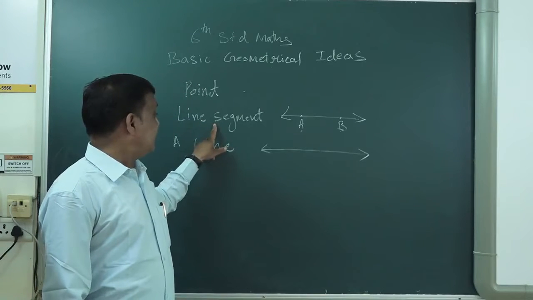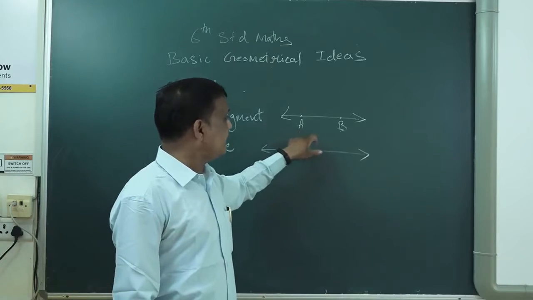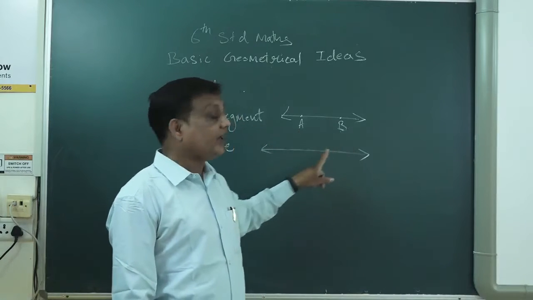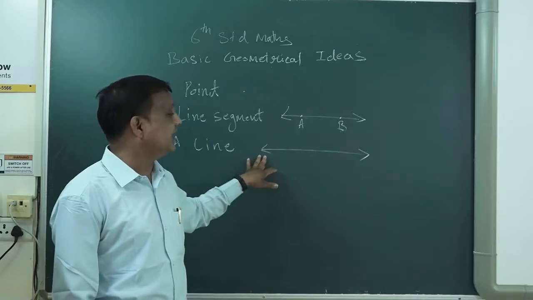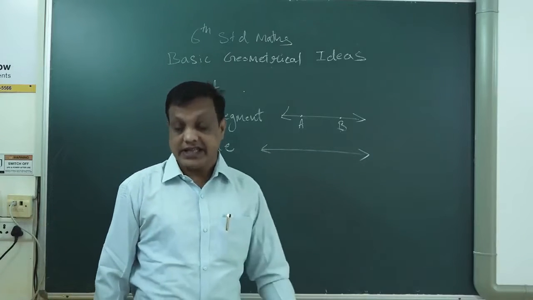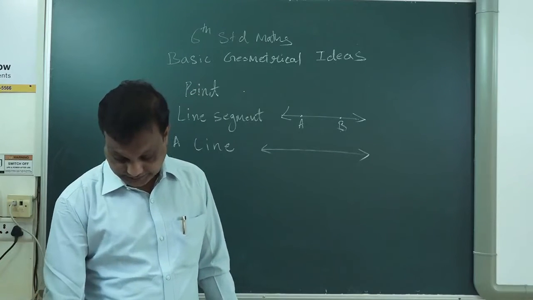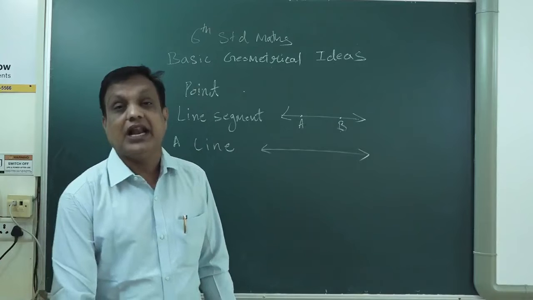The difference between line segment and line: in a line segment we will see a starting point and an ending point. But in a line we cannot see a starting and ending point. It is extended from both the sides. That is called a line.